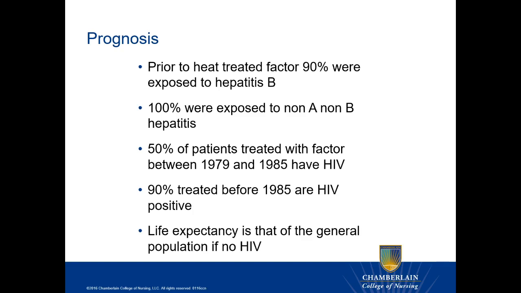Now, prior to being heat treated, most of our patients were exposed to hepatitis B. HIV came along. And before 1985, they were all HIV positive. Those patients all died of HIV very early on in the epidemic, I guess. Without HIV, without hepatitis, their life expectancy is that of the general population.